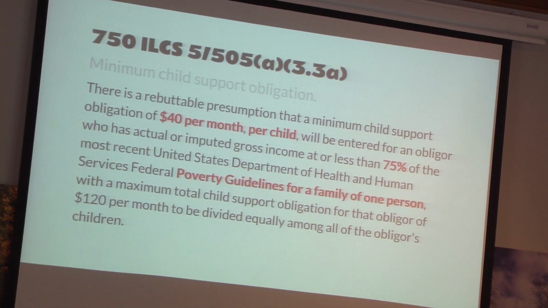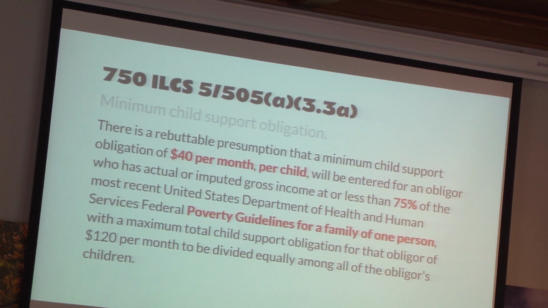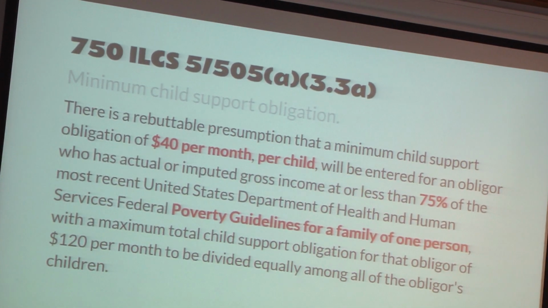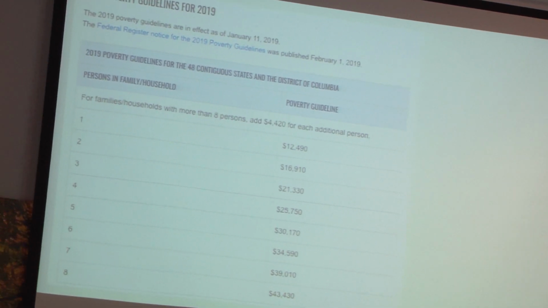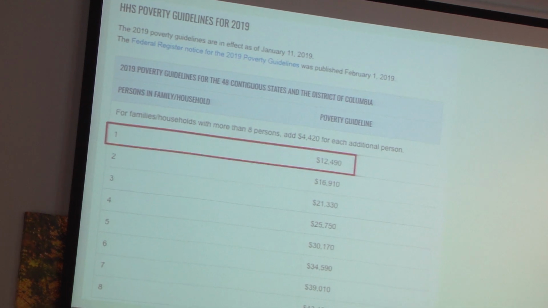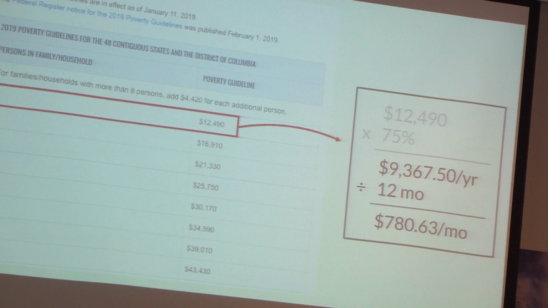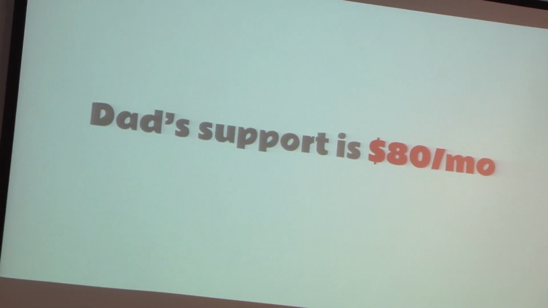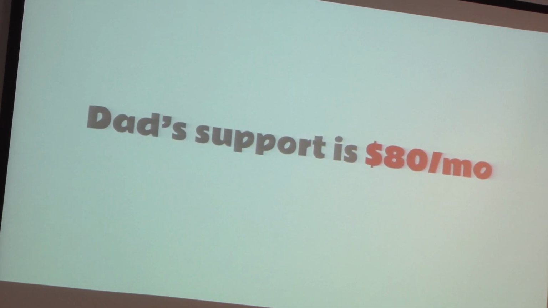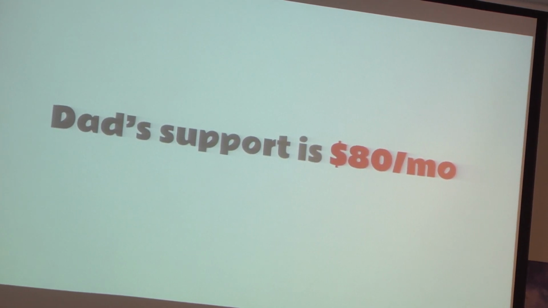It essentially says that if Dad's legitimate income is below 75% of the federal poverty guidelines, then he should pay $40 per month per child for child support. So I just want to quickly show you how you calculate this. These are the federal poverty guidelines for 2019, multiplying by 75%, divided by 12 months. We're talking about $780, give or take a little bit. So if this is dad's legitimate income, he's not voluntarily unemployed, you don't think he could actually go out and get a better job, he should pay $80 a month in this scenario because there are 2 kids.